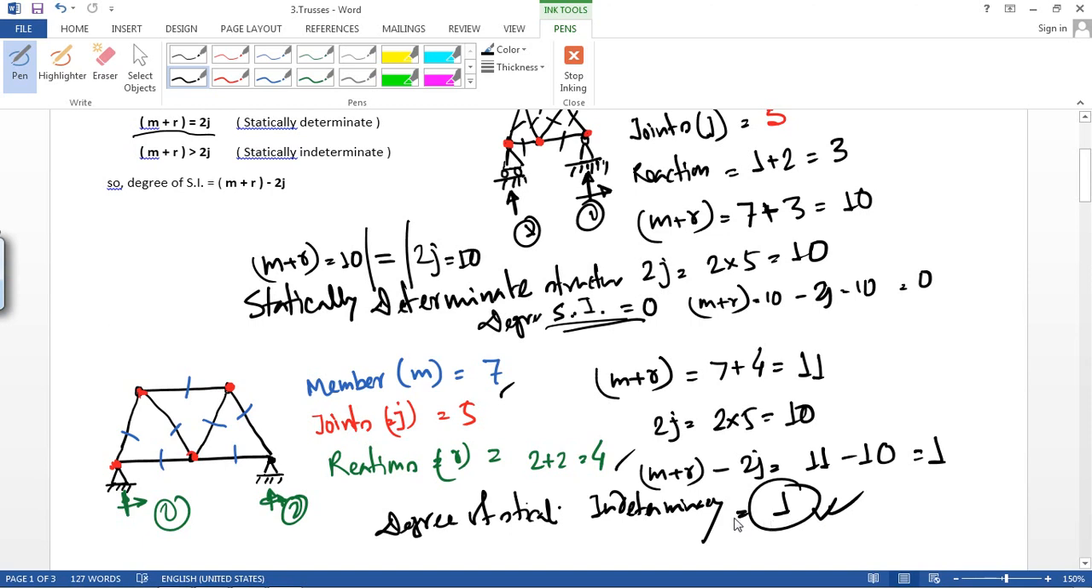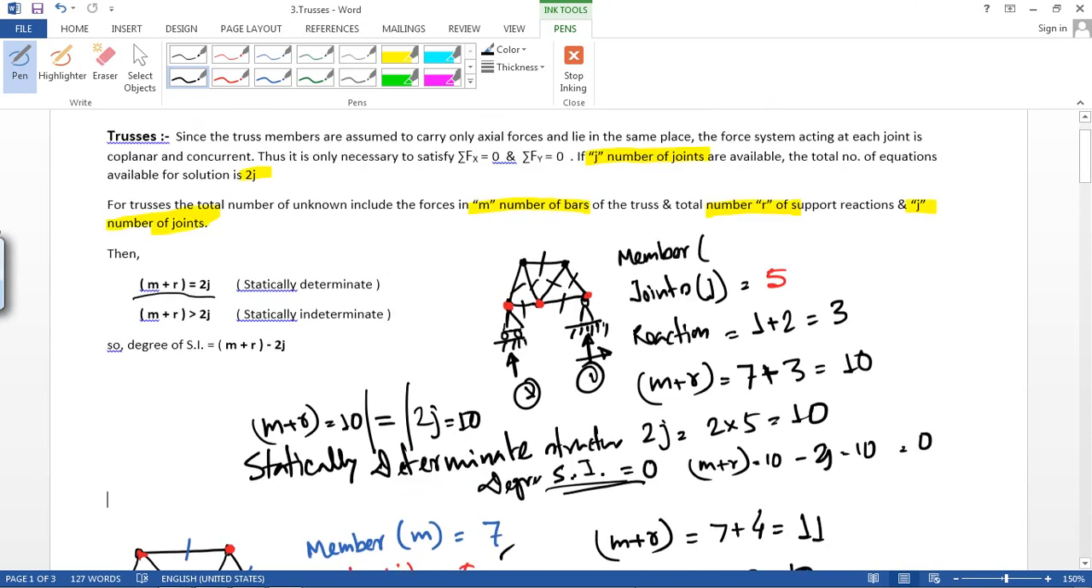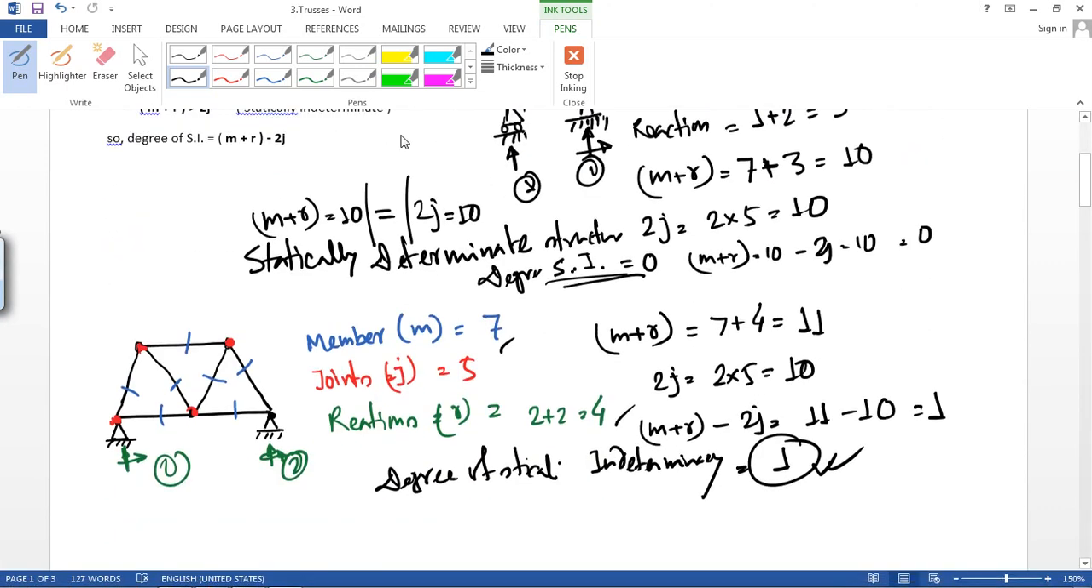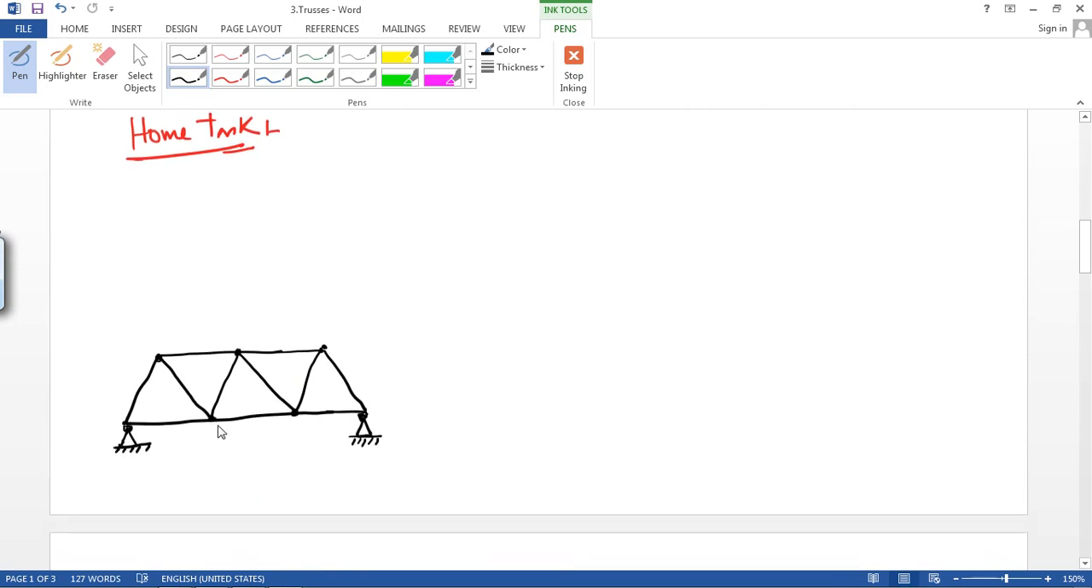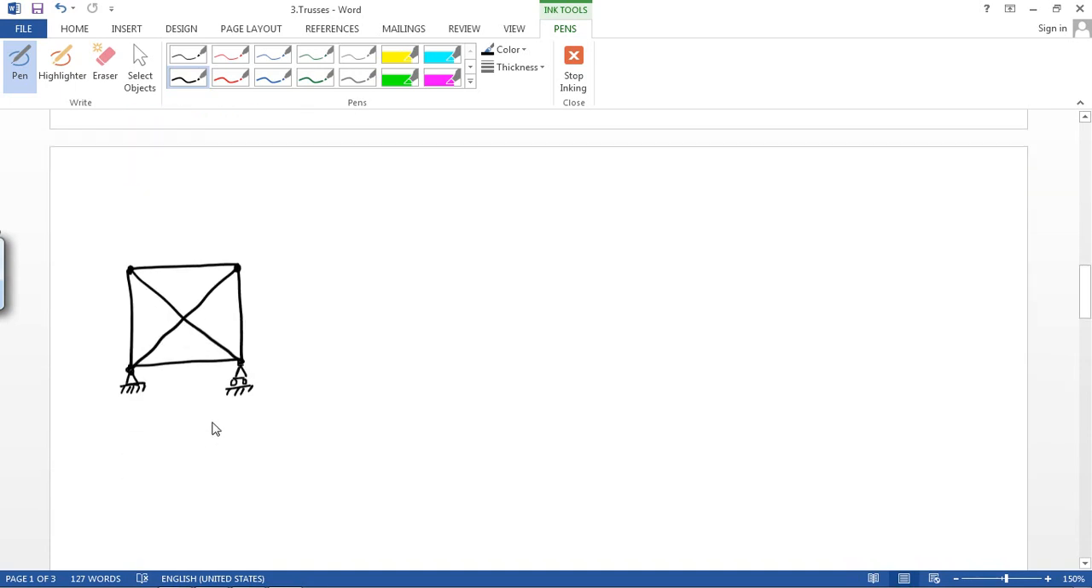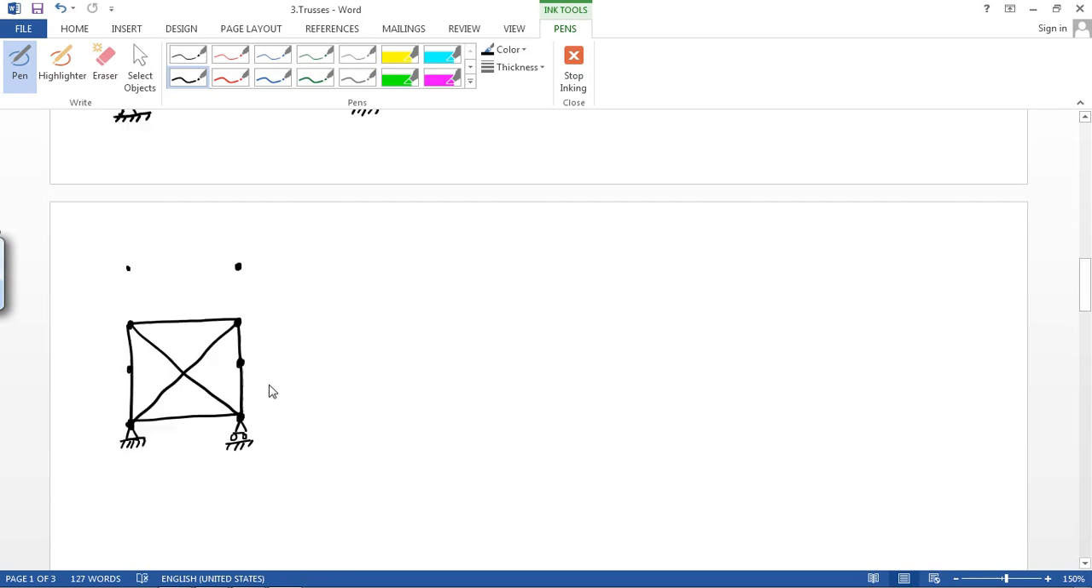Okay, it is easy. So let's do some homework. Home task. This is a truss. It is a hinge support, a roller support. The black dots are the joints.